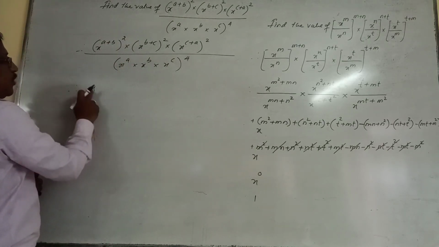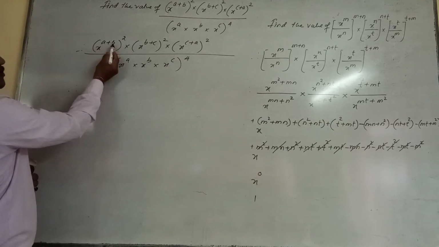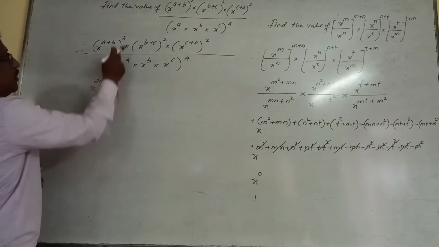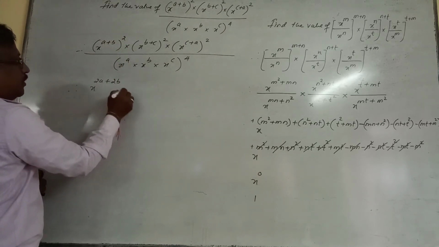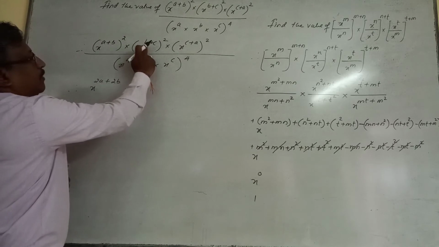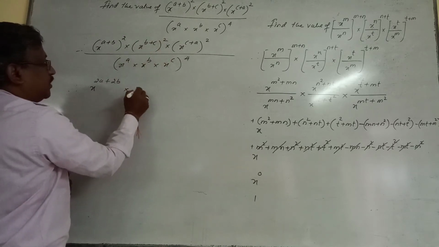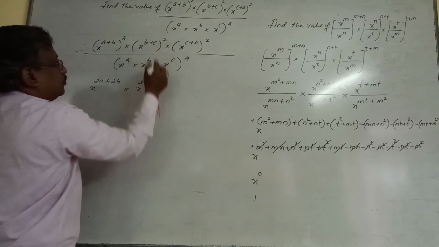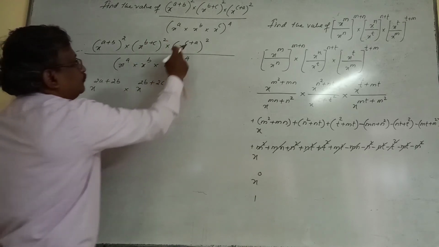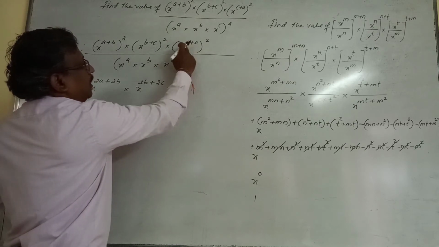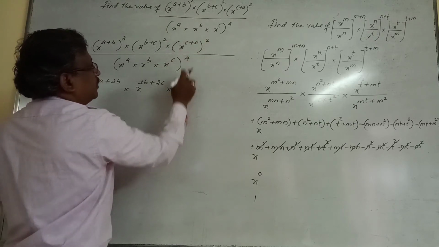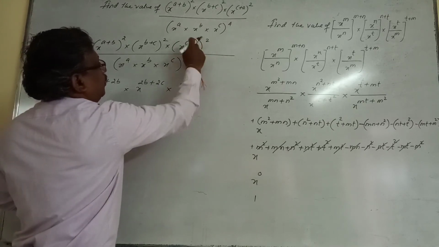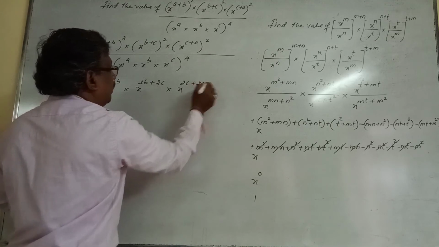So it is x raised to, write the base x, a plus b multiplied by 2. So 2 into a you will get 2a, plus 2 into b you will get 2b, multiplied by, now multiply b plus c by 2. So it is x raised to 2b plus 2c, into the next base x, c plus a by 2. So it is x raised to 2c plus 2a.